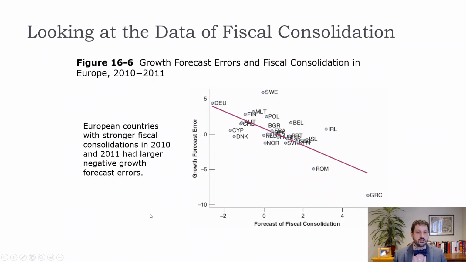And so here is our last slide, where we can see that we had the forecast of fiscal consolidation. So that's how much they were sort of reducing their deficit. This is for Europe in 2010 to 2011. And this is their growth forecast error. So this is more fiscal consolidation. And you can see Greece was over here on one end and Germany was over here on the other end.